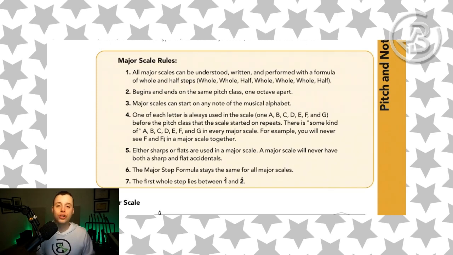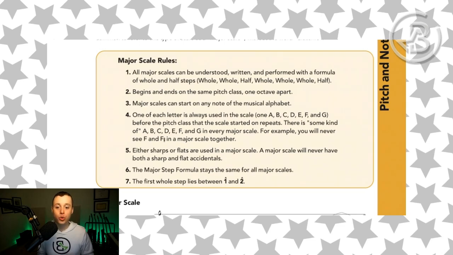But for this book, we're just going to be focusing on C and G for our major scales. Now, one of each letter is always used in a major scale. So you're always going to have one A, one B, one C, one D, one E, one F, and one G, with, of course, whatever note you start on repeating itself at the end, one octave higher, or lower if it's a descending scale. It is very useful to remember that there is always some kind of A, B, C, D, E, F, G in every single major scale.